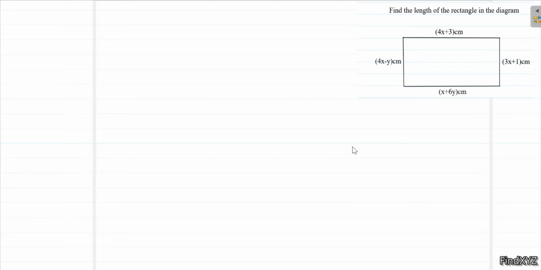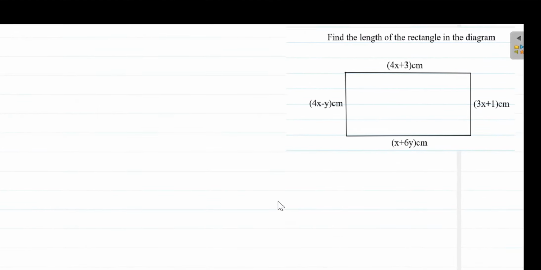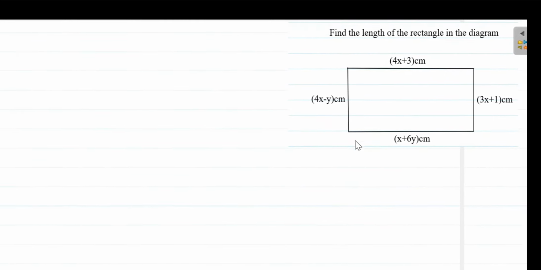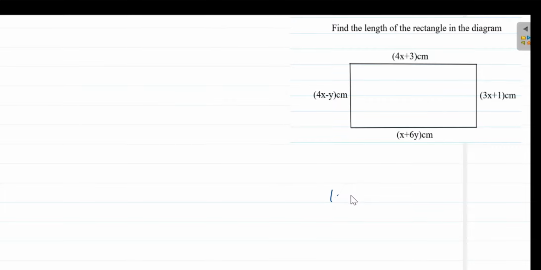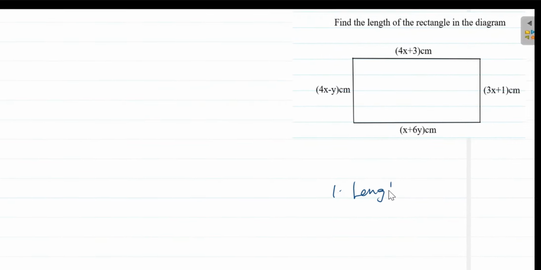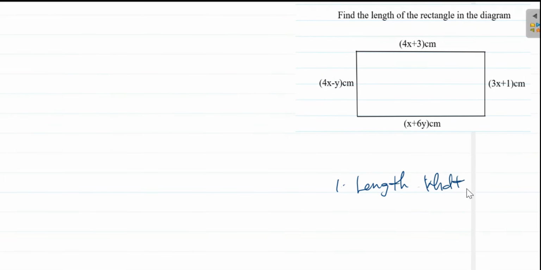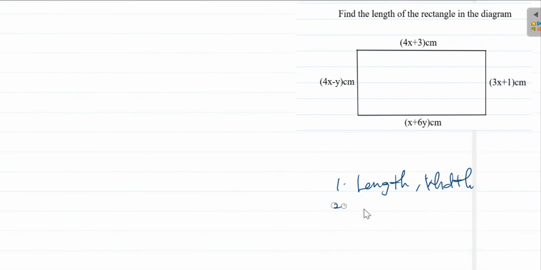Let's dive in. Find the length of a rectangle in a diagram. What do you know about a rectangle? A rectangle has two dimensions, the length and the width. Also, opposite sides are equal.